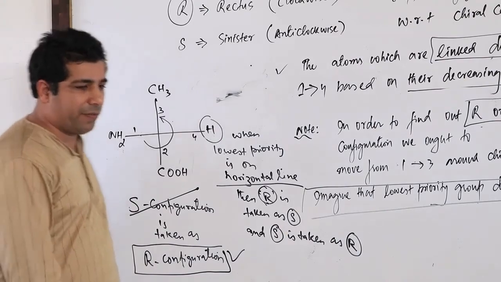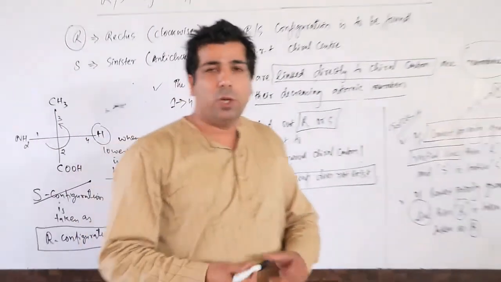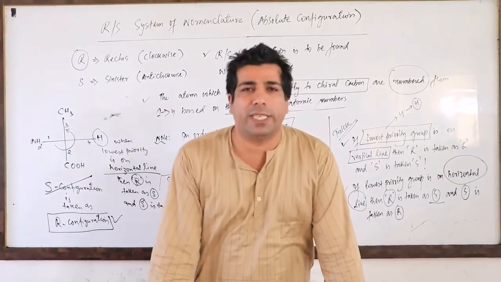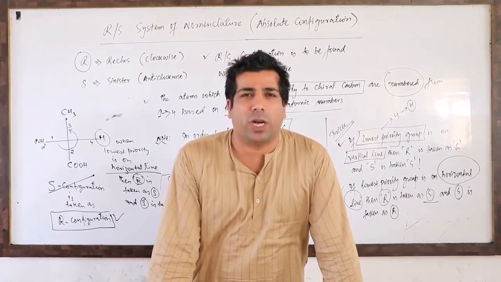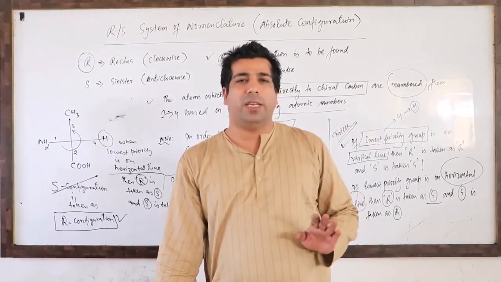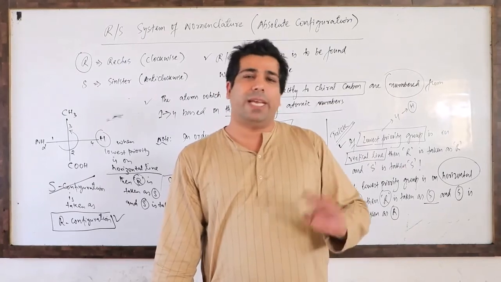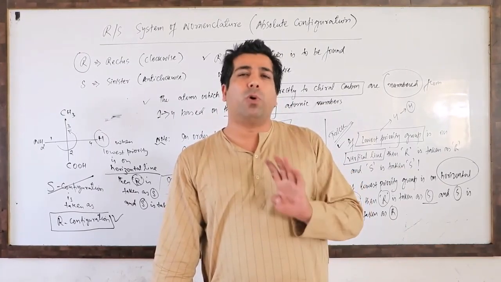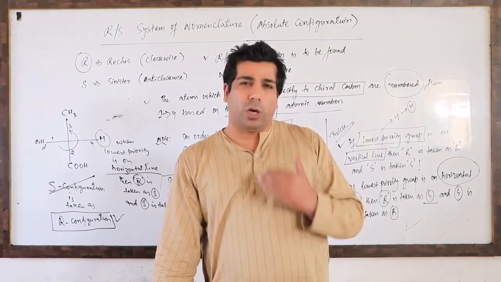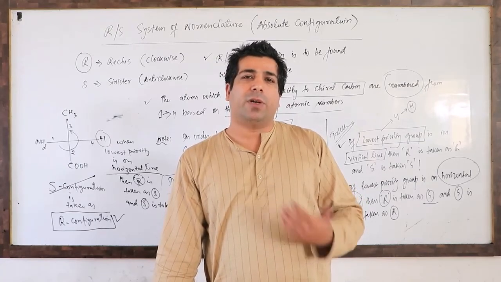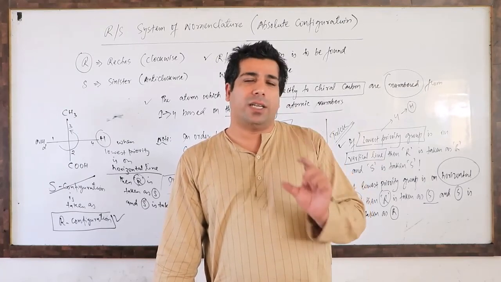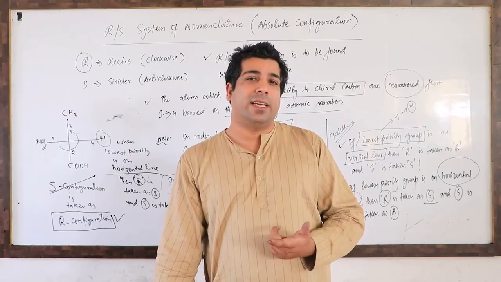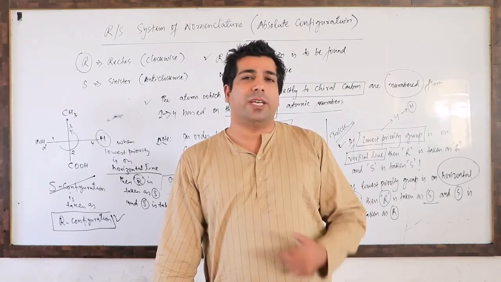I hope, my dear friends, you have understood. When your lowest priority is present on vertical line, then if you get clockwise rotation, it will be clockwise only. R will be R, S will be S. But if your lowest priority, fourth group, is on horizontal line, correct? Then what will happen? If you get R configuration, it will be taken as S. And if you get S configuration, it will be taken as R.